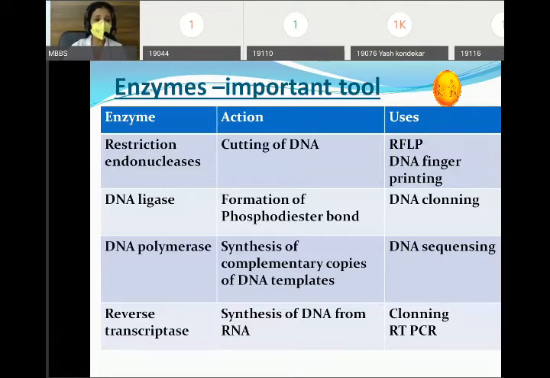Then another is DNA ligase. It is required for connecting the DNA, for the formation of phosphodiester bond. It is required for DNA cloning. Then another is the DNA polymerase. It is required for the synthesis of complementary copies of DNA templates. It is used in DNA sequencing. And last is the reverse transcriptase. It is required for the synthesis of DNA from RNA, and it is used in the RT-PCR, that is reverse transcriptase PCR technique, in the cloning.